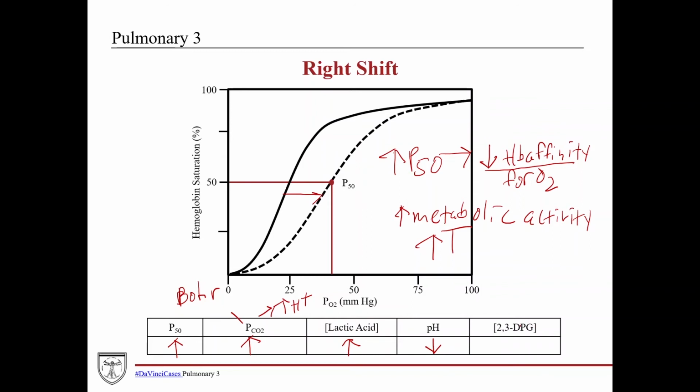Lastly here, you have 2,3-DPG, which is actually increased. And 2,3-DPG binds to hemoglobin and also causes less affinity for oxygen. And this is a result of a byproduct of glycolysis in red blood cells.